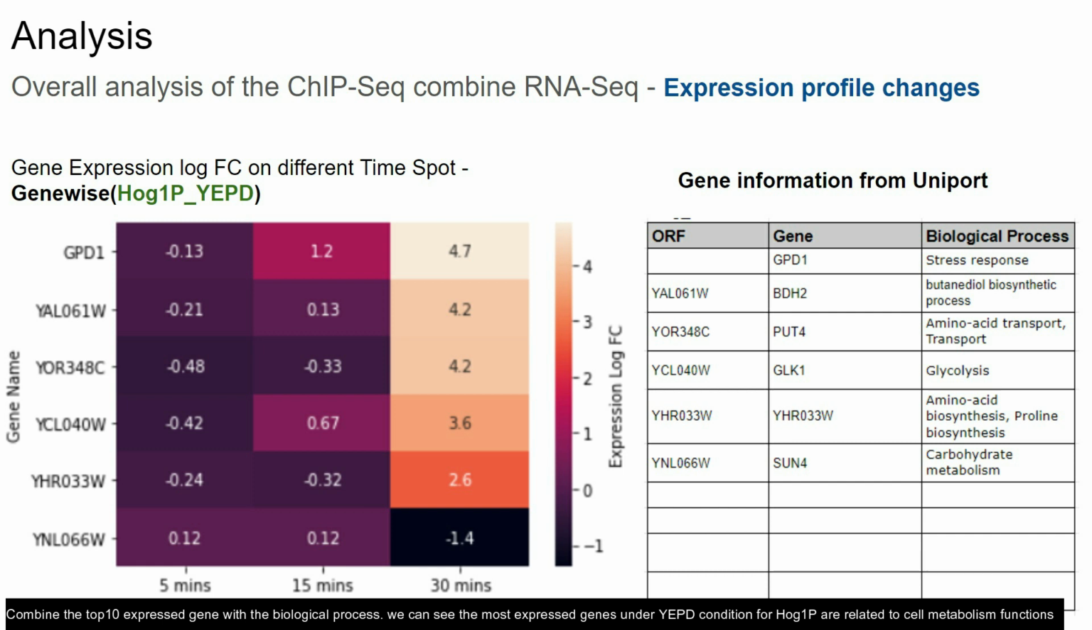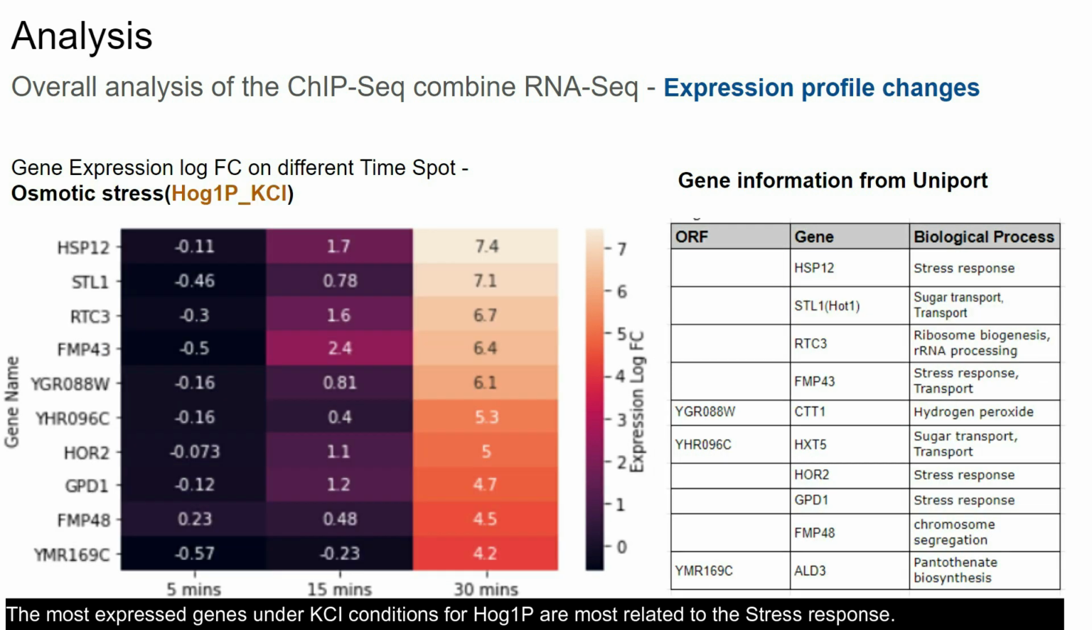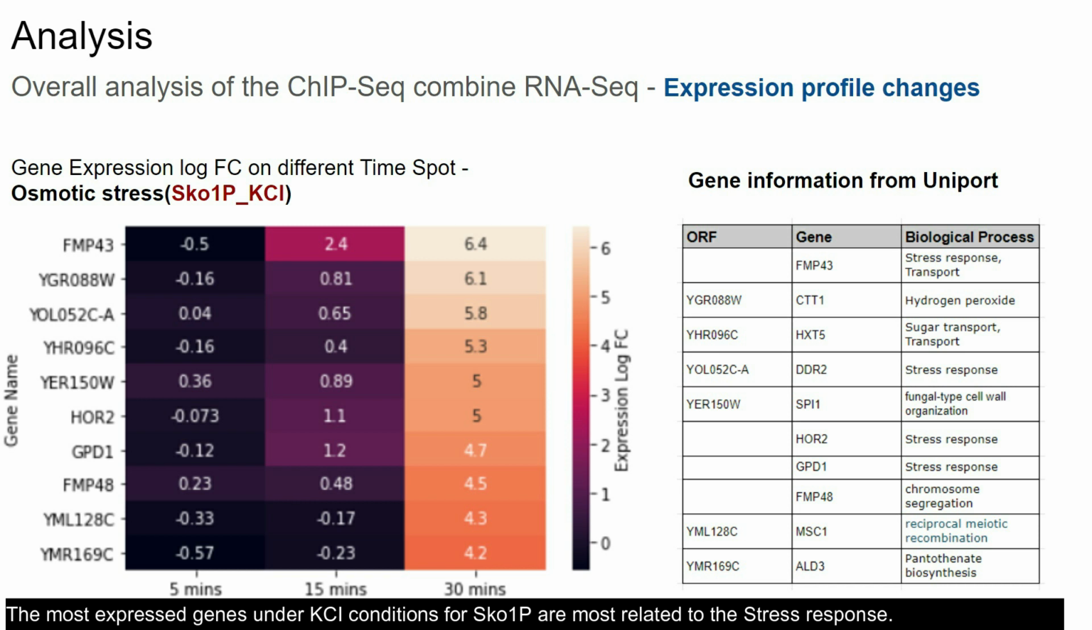Combine the top 10 expressed genes with the biological processes. We can see the most expressed genes under YEPD condition for HOG1p are related to cell metabolism functions, and the most expressed genes under YEPD condition for SKO1 are related to cell metabolism function as well. The most expressed genes under KCl conditions for HOG1p are mostly related to stress response. We can also see a similar result for SKO1 under KCl conditions.